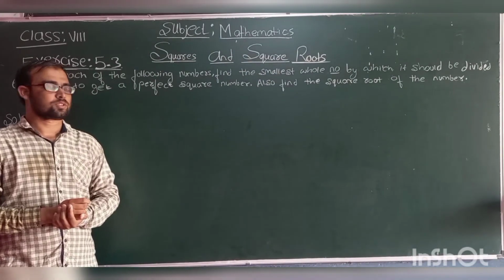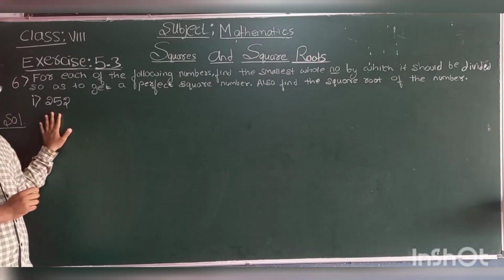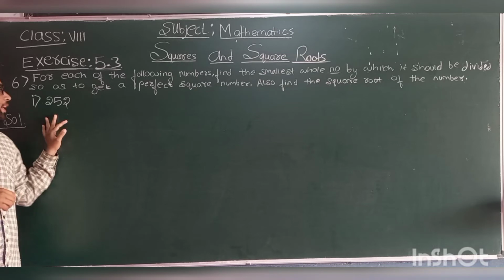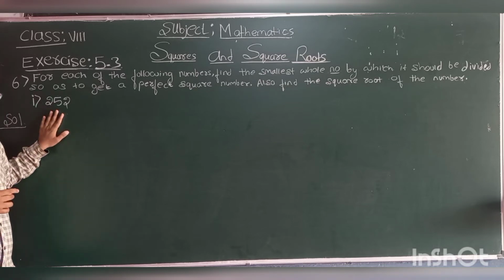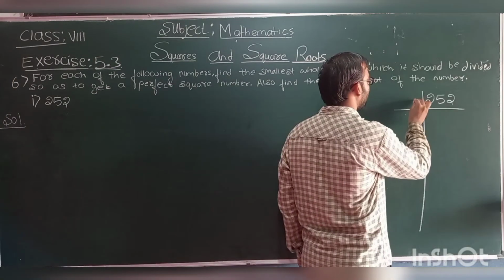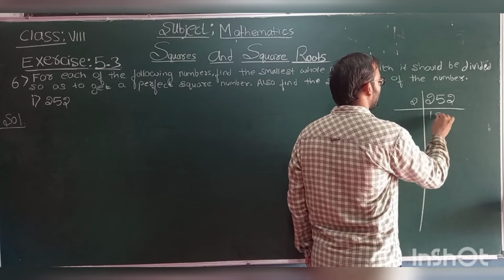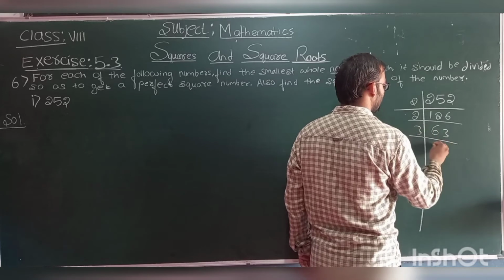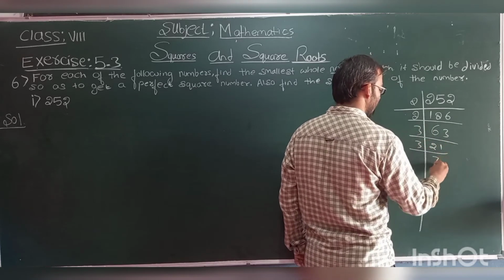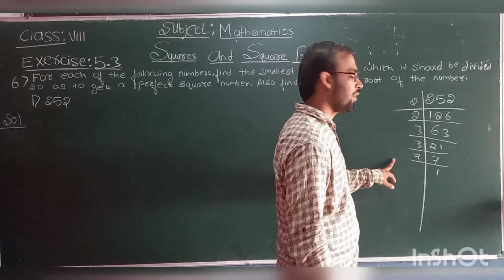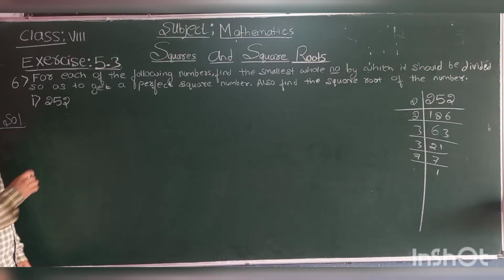Students, let us solve the first question. Okay, so what is there? 252. Here we need to find a number such that when we divide 252 by that number, we will get a perfect square. So in order to find that number, what do we need to do? We need to factorize this number. Look here. 2 ones are 2, 2 twos are 4, 2 6s are 12, 2 3s are 6, 3 twos are 6, 3 1s are 3, 3 7s are 21. Okay, so 7 and 7. These are the factors of 252. Now we get the factors of this number.